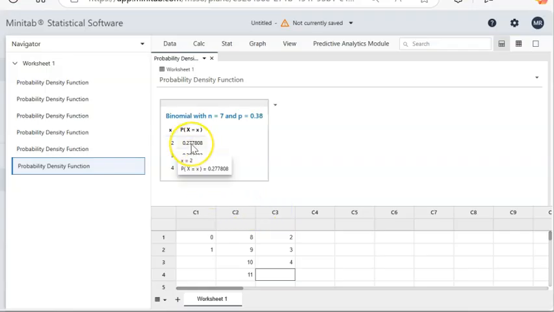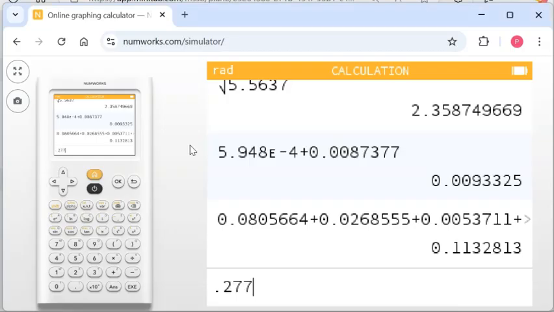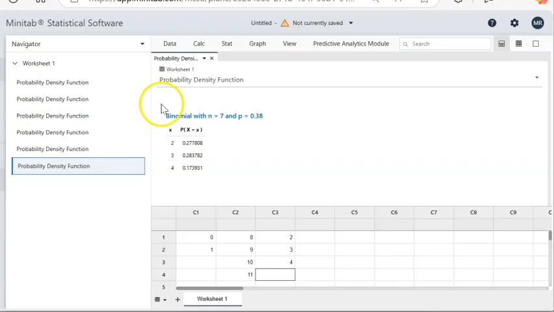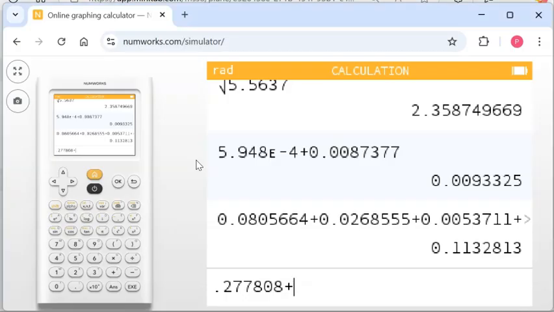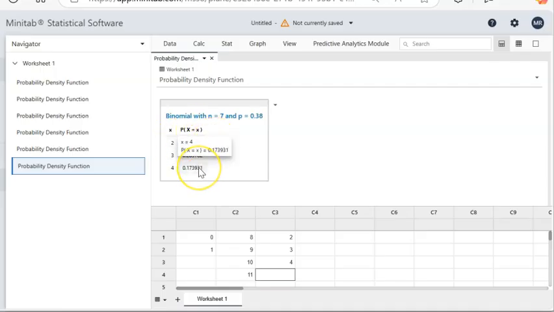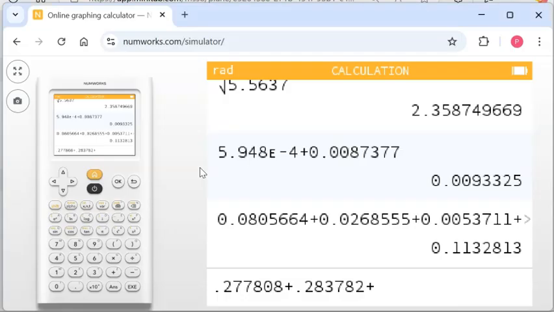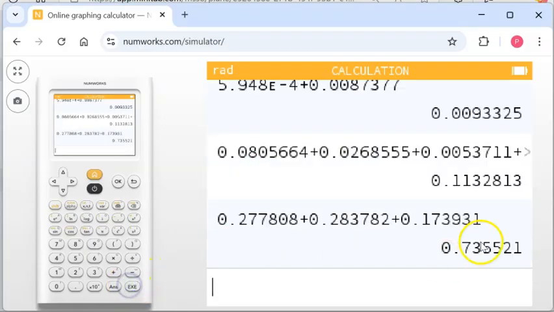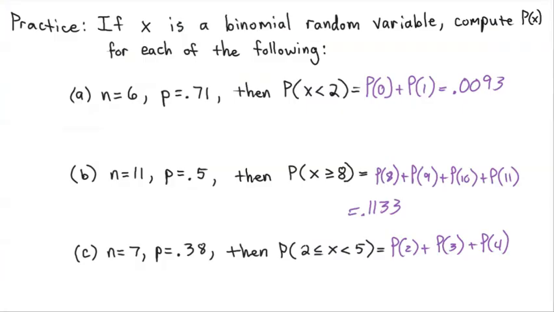And so we're going to do, for 2, it's 0.277808 plus, we've got 0.283782 plus, and then we have 0.173931. Is that correct? 931? Yep, sure enough. And we hit enter, and we get 0.7355.